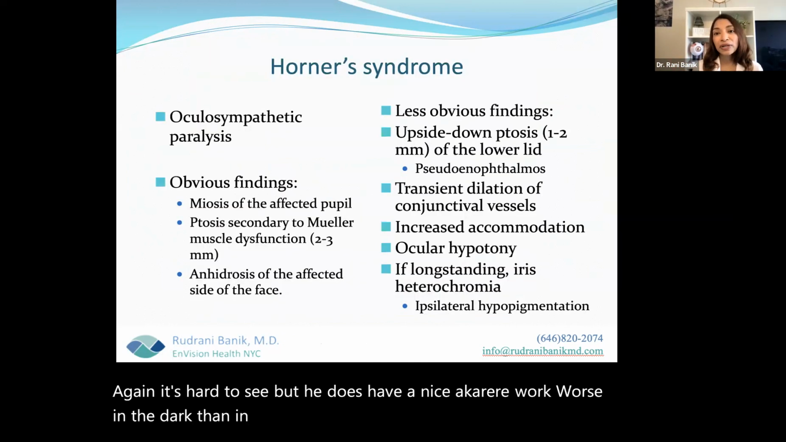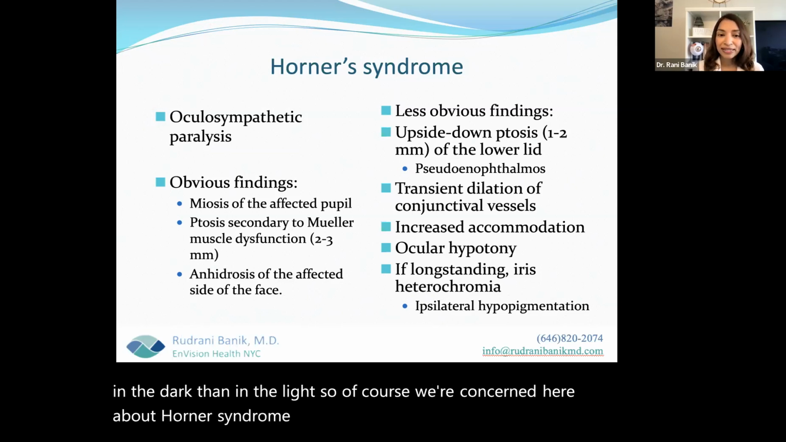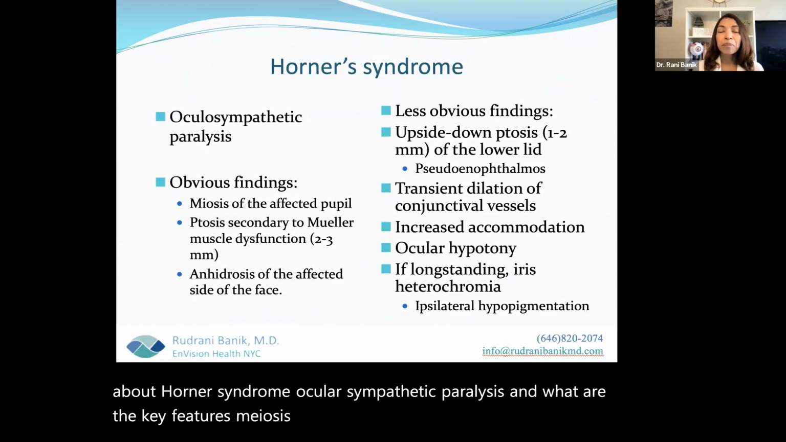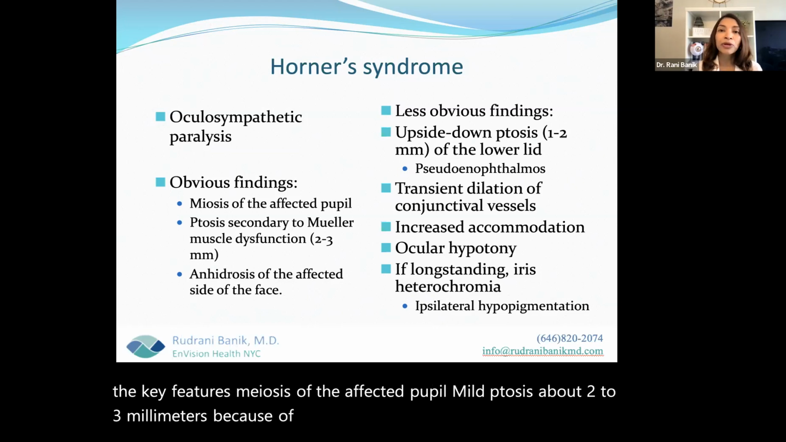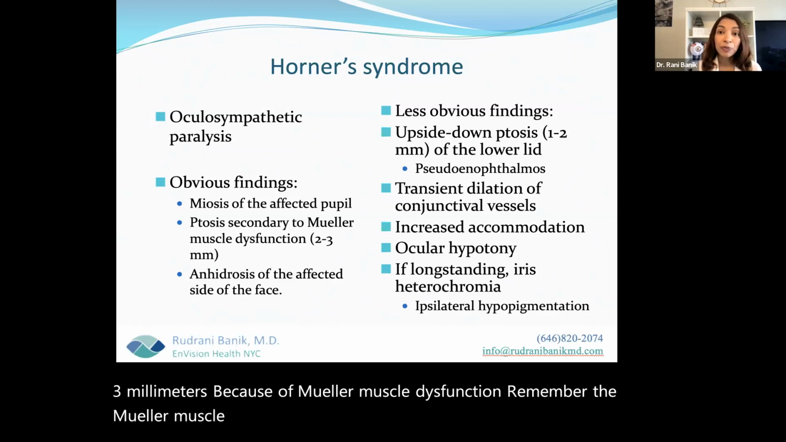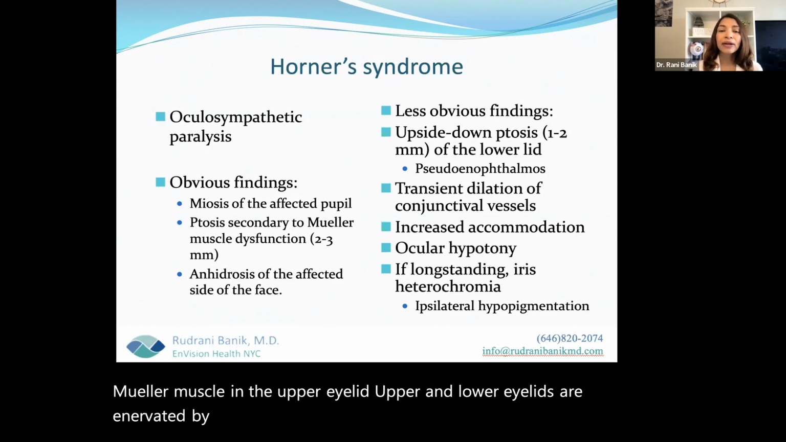So of course, we're concerned here about Horner syndrome, oculosympathetic paralysis. And what are the key features? Miosis of the affected pupil, mild ptosis, about 2 to 3 millimeters because of Mueller muscle dysfunction. Remember, the Mueller muscle in the upper and lower eyelids are innervated by the sympathetics. And also you can get anhidrosis of the affected side of the face.